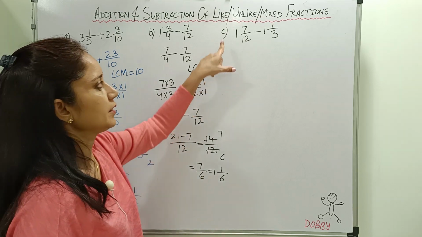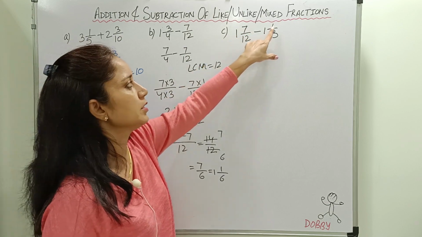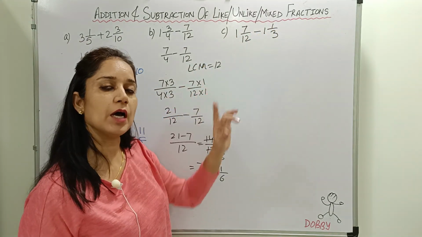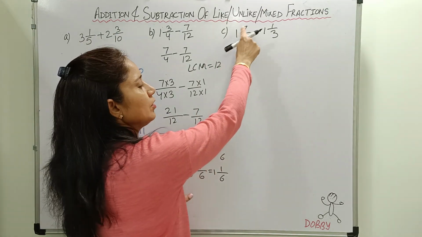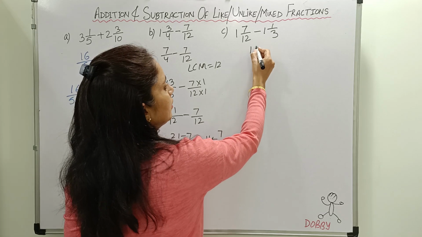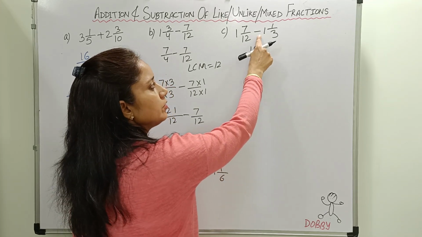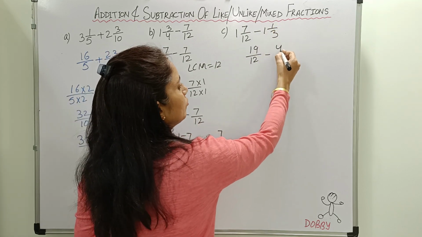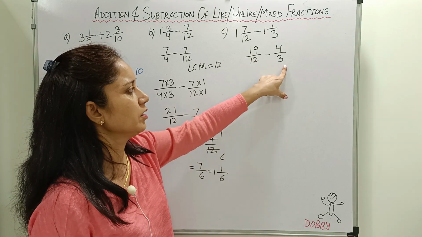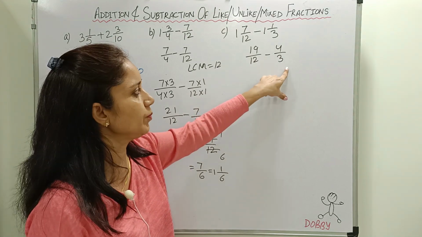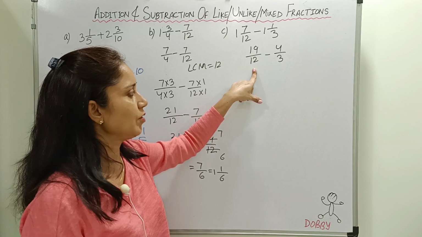Now let us see the next sum. 1 whole 7 upon 12 minus 1 whole 1 upon 3. Both are mixed fractions. 12 1s are 12 plus 7, 19 upon 12 minus 3 1s are 3 plus 1, 4 upon 3. Observe the denominators. 3 and 12. Can 3 be turned as 12 directly? Yes, 3 4s are 12. Otherwise, you have to take the LCM.